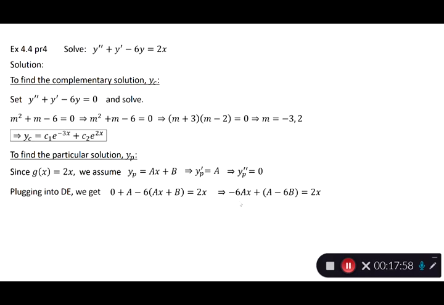Okay, where do we go from here? What's our objective? Our objective is to figure out a and b, the unknown constants.